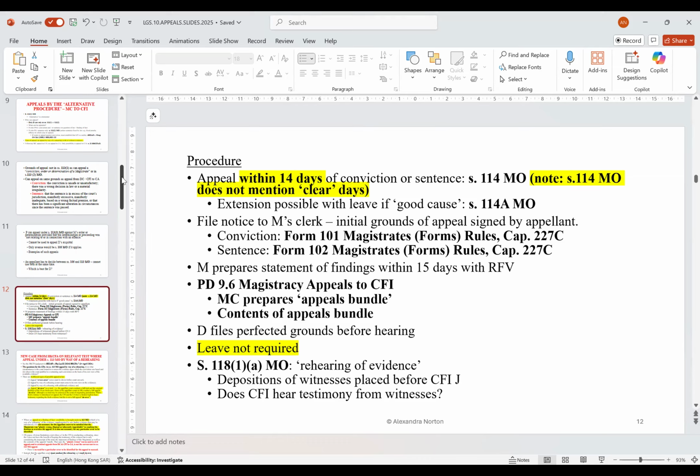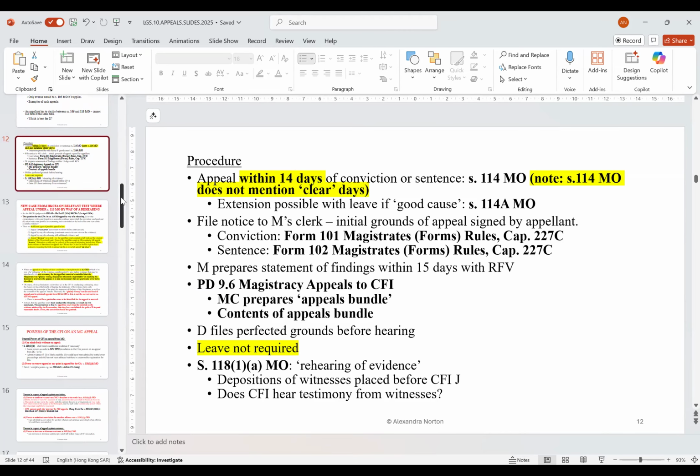But actually, although 118 refers to depositions, that's not actually what takes place in practice. What takes place in practice is that the CFI judge gets an extract of the trial transcript that's prepared by the registrar, depending on what the grounds of appeal are. And the CFI will never hear testimony from witnesses, right? So for that reason, they are very reluctant to interfere with matters that go to the credibility of a witness because they have no opportunity in the CFI to observe the demeanor of the witness.